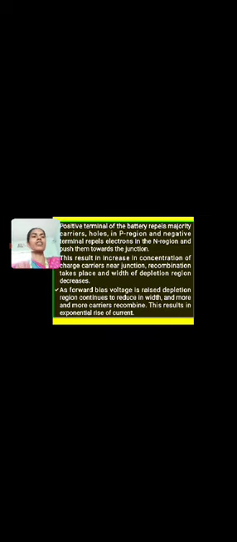The positive terminal of the battery repels the majority carriers, the holes in the p region, and the negative terminal repels the electrons in the n region and pushes them towards the junction. This results in an increase in the concentration of charge carriers near the junction. Recombination takes place and the width of the depletion region decreases. As the forward bias voltage is raised, the depletion region continues to reduce in width and more carriers recombine. The result is an exponential rise of current.